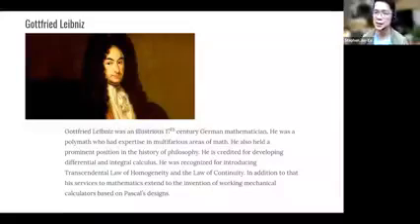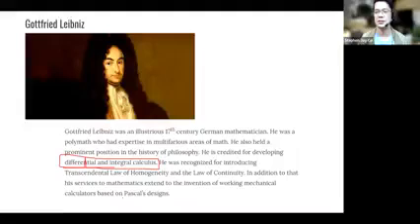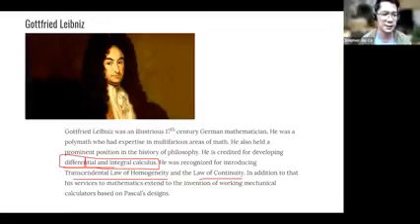And Gottfried Leibniz. Gottfried Leibniz was a 17th century German mathematician. He was a polymath who had expertise in multifarious areas of math. He was credited for the differential and integral calculus, the laws of continuity, the laws of homogeneity, and other parts of mathematics as well. His services to mathematics extend to the invention of a working mechanical calculator based on Blaise Pascal's design.